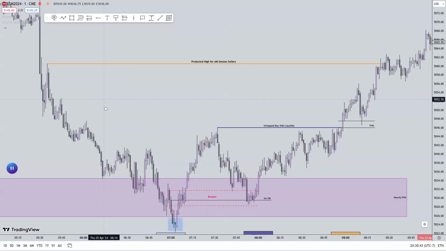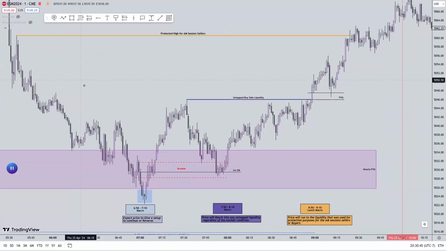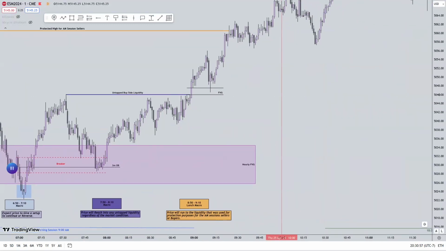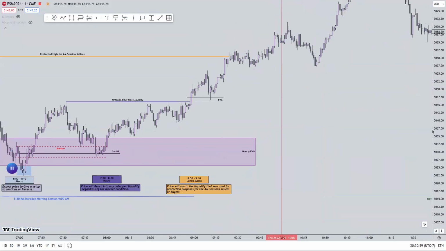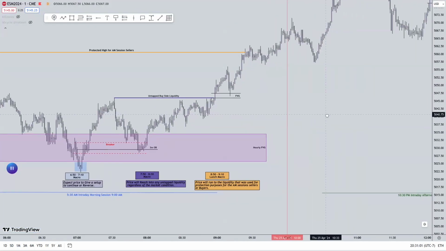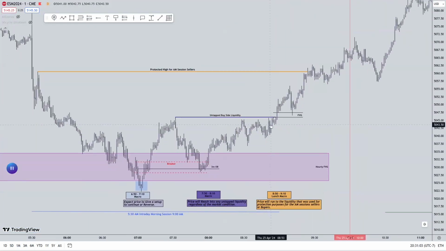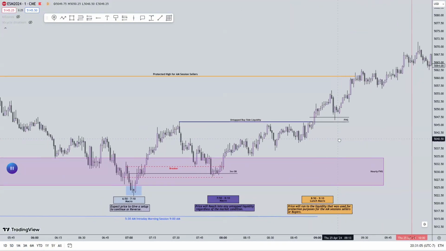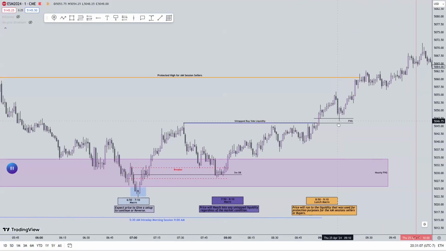So you can see in that last macro right there, that yellow macro, price will basically target the AM session buyer or seller protection, and it enters that fair value gap right there that I'm pointing at. We head into that fair value gap, and then we head higher, taking out that AM session buy stops. And that was kind of what we expected and ended up playing out smoothly. So those were the 3 macros in the AM session.